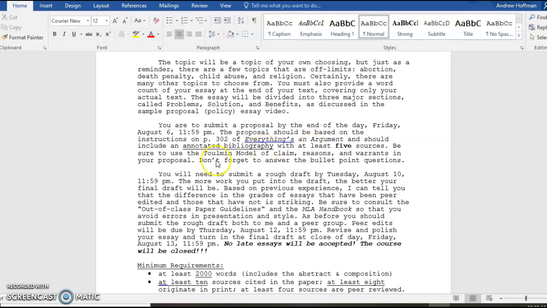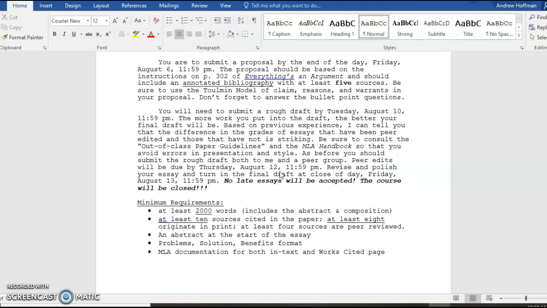Please make sure you follow the Toulmin model of claim, reasons, and warrants. This does not change simply because we have a policy or proposal argument. Your claim is your thesis, the reasons are the support, and the warrants guarantee the support's connection to the thesis. Then also, some of you screwed up on the last one. You did not put the bullet points. Also, make sure you answer the bullet point questions as well. And then after that, you have your annotated bibliography.